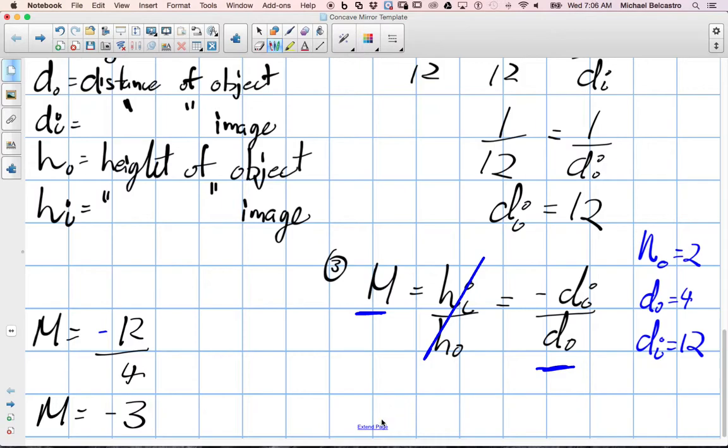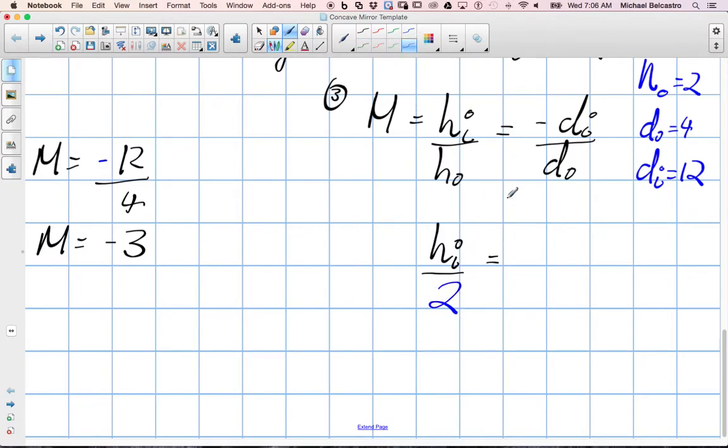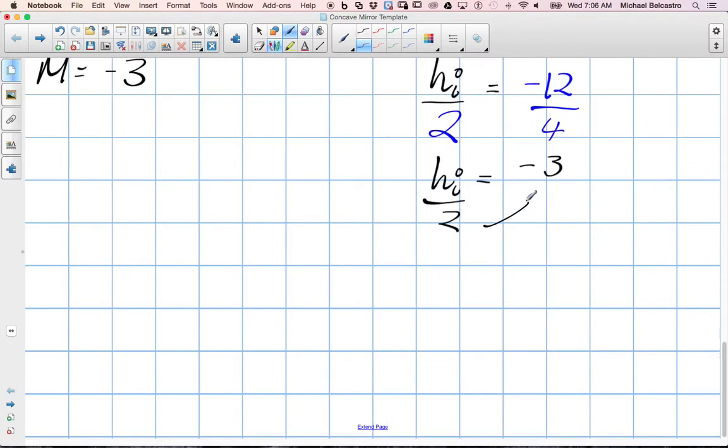Now we're going to focus on what the new height of the image is. So the height of the image over the height of the object, we said, was 2. We'll plug that in. Is equal to, again, we have our negative 12, the distance of the image, over distance of object, which is 4. So the height of our image is equal to negative 3, and again, that's over 2. And to isolate for height of the image, we bring over 2 and multiply. So our height of our image is equal to negative 6.